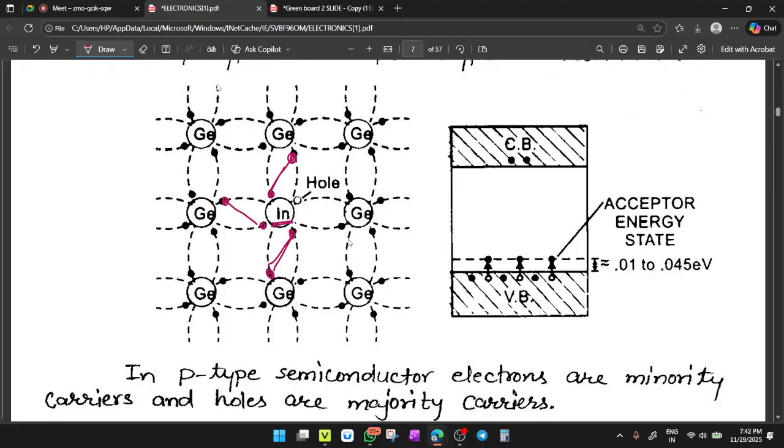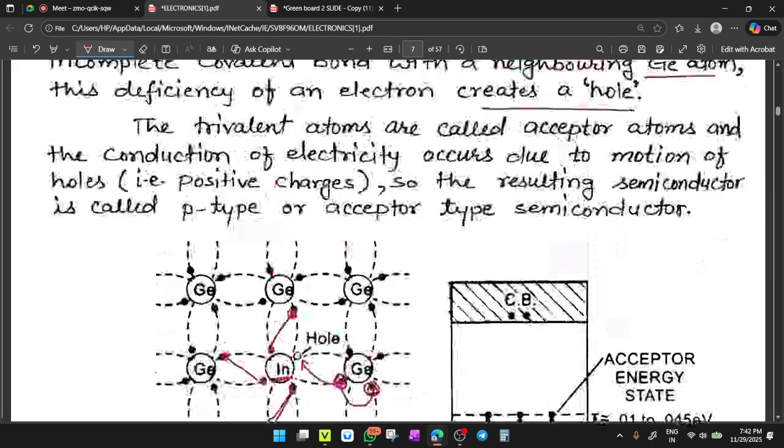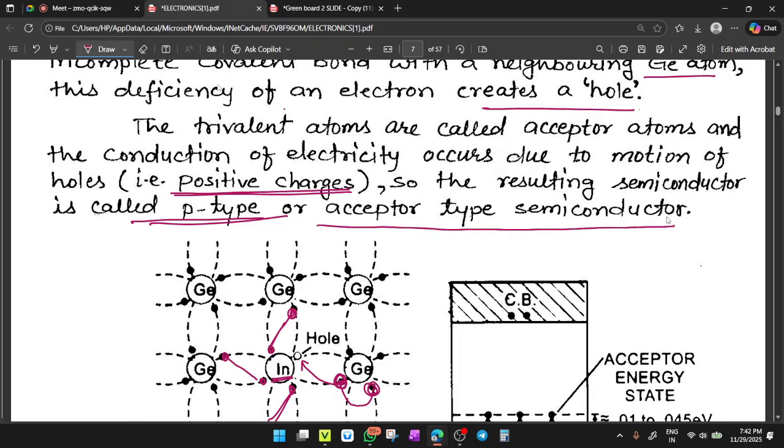So how will the hole transit? An electron occupies the place of the hole, this one. So a hole is generated here. After that, this electron came here, so a hole will be generated here. In this way, the hole will move inside the lattice. Fine. So the resulting semiconductor flows current because of the motion of positive charge. That's why it is called a p-type semiconductor or acceptor-type semiconductor.